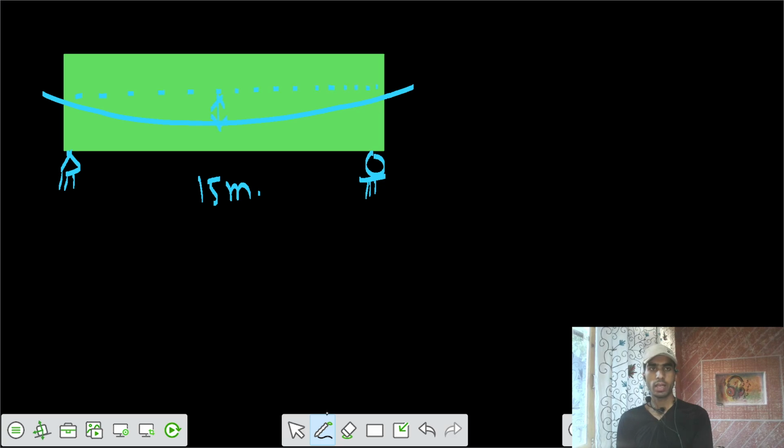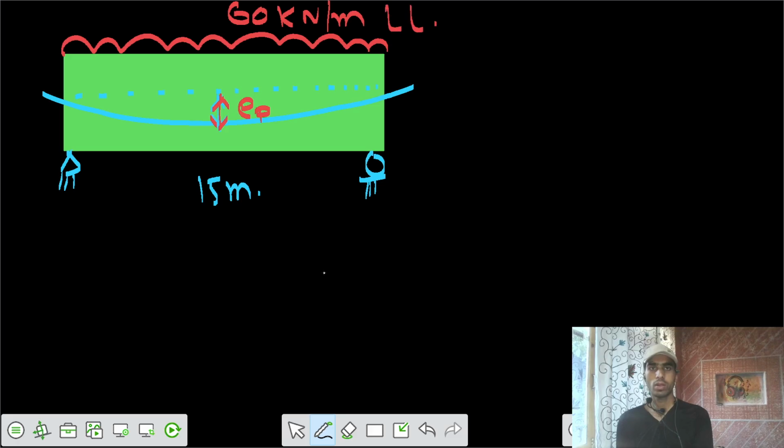And the value of E at the midpoint, this is the eccentricity, I can say this is EP. So we need to solve the value of EP, but the condition is that we have a UDL live load of 60 kilonewton per meter. And the cross section of the beam is a T section. We have a T section beam.